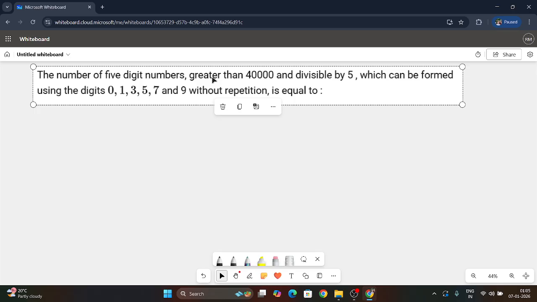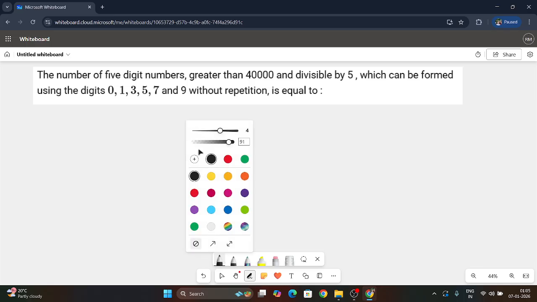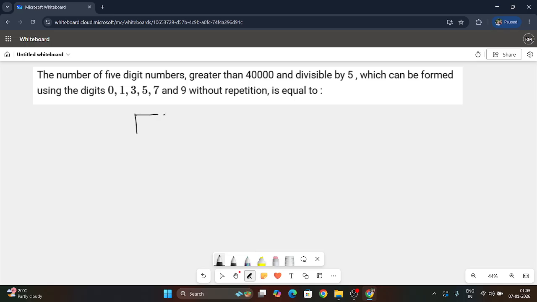Okay, take the next question. The question is: the number of 5 digit numbers greater than 40 thousand and divisible by 5. So greater than 40 thousand and divisible by 5, these things we have to keep in mind. Let's start making this first.